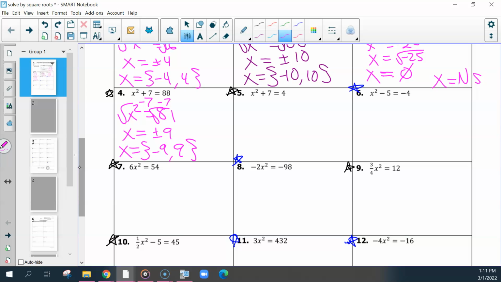For number 5, when we start solving that and we subtract 7, what happens? Negative 3. So what type of solution would that be? No solution. So as soon as you see that negative, you can stop and say there is no solution. You could keep going and do the square root of negative 3, but you would get a non-real answer.